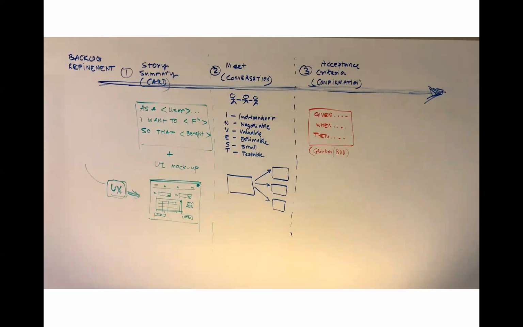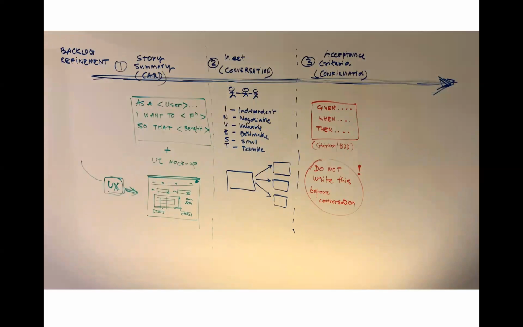Given-when-then format is highly recommended. It's called the Gherkin format, or also the BDD format. It helps you write the acceptance criteria in a template form, in a short version. Again, I would like to emphasize to the product owners, do not write this acceptance criteria before you've had the conversation.